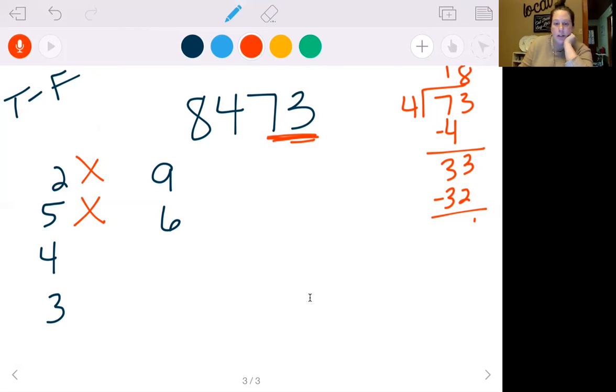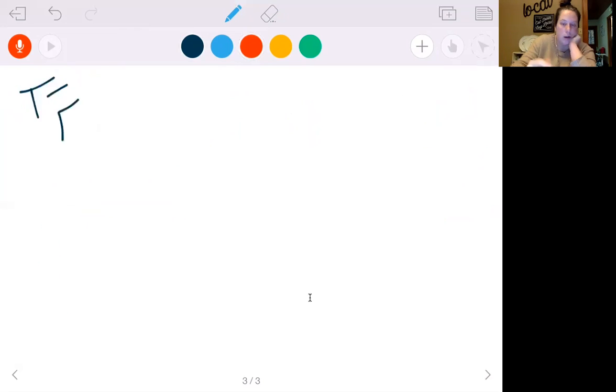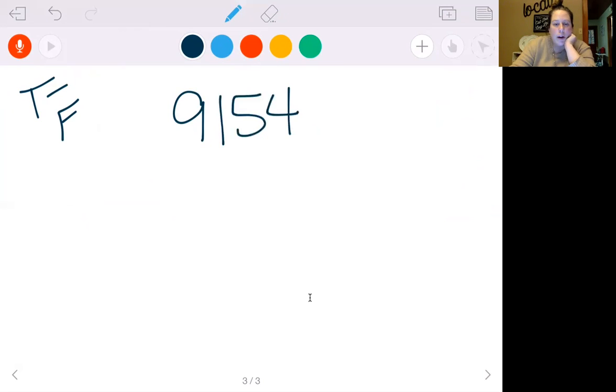Don't write the number 0 because that means it is divisible by 0. Write the word none if it can't be divided by any of these. Okay? Let's do one more together. Let's do 9,154. Okay, so let's go back to our little chart.